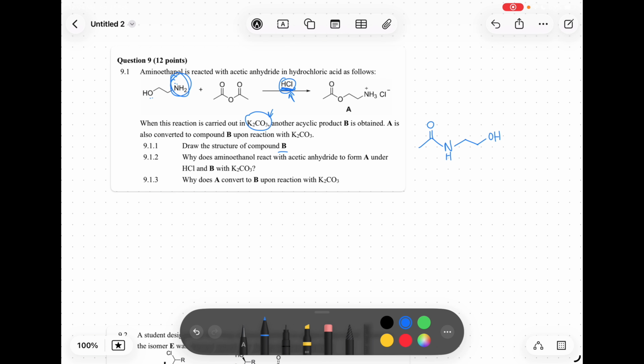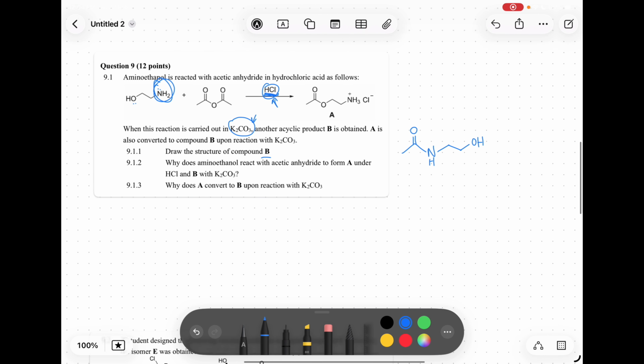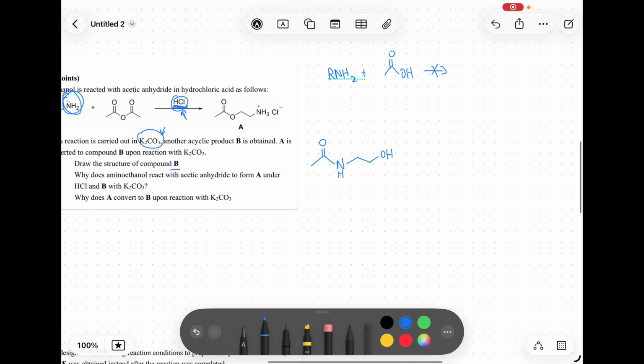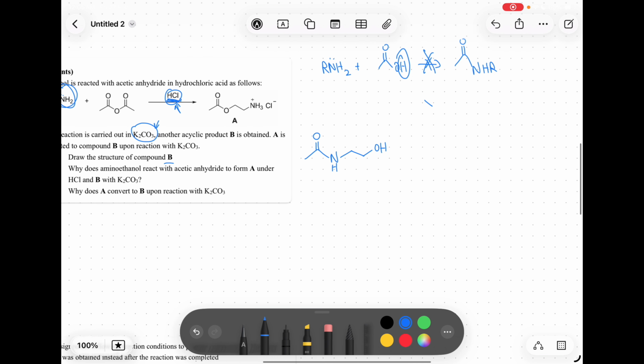This is why you can't form an amide with a carboxylic acid and an amine. So this is what I mean. RNH2 plus, let's say, your carboxylic acid wouldn't give you an amide. This reaction is not possible, because even a carboxylic acid is enough to protonate this, and it will instead give you the salt, because protonation is really fast.